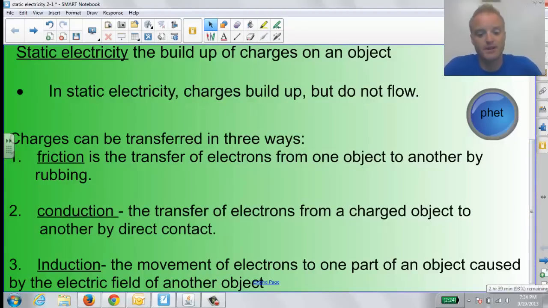Induction is the movement of electrons to one part of an object caused by the electric field of another. So in this case, we just get the object close to another and it starts to push and move around the electric charges in the object. So the field itself is really creating the charge and pushing the charges usually away or toward the object. So these are three main ways we build up or transfer charges: friction, conduction, and induction.